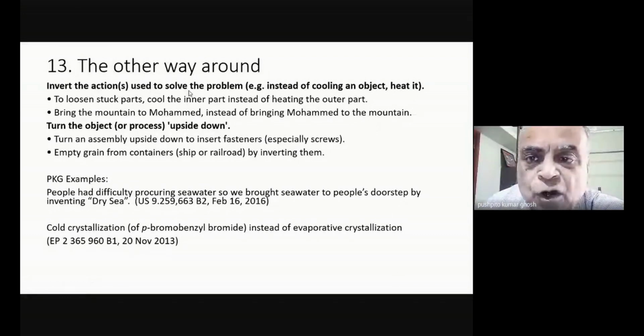So, for example, if two things have got jammed, one option is that I can heat the outer part and expand it, so that it comes out. Alternatively, I can cool the inner part and make it a bit smaller, and again I can take it out. So you can see that I'm just doing it the other way. And they say something interesting: bring the mountain to Muhammad instead of bringing Muhammad to the mountain. That's what is meant by the other way.